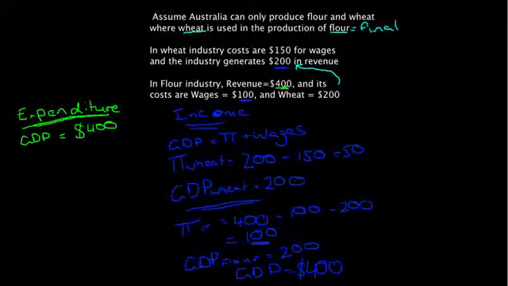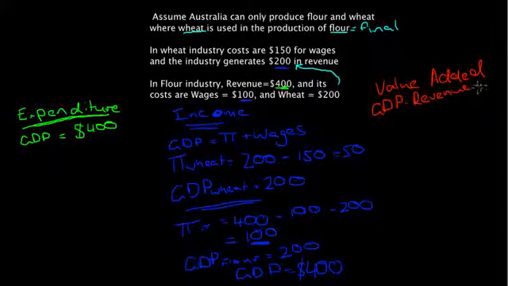Now, the next method was the value added. This one was a little bit trickier, so I'm going to spend a bit of time explaining it. The general formula we need to know for the value added method is GDP equals revenue minus the cost of intermediate goods.